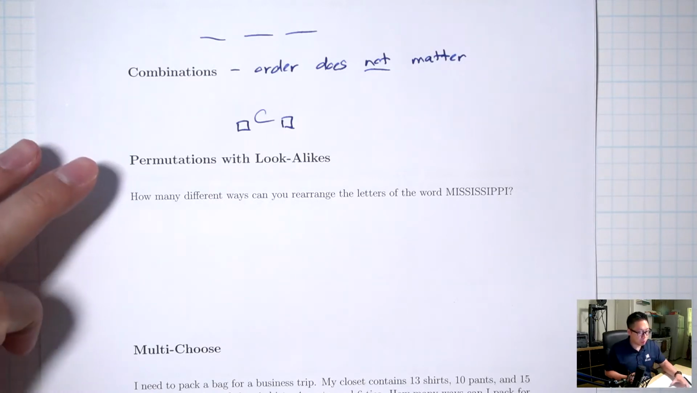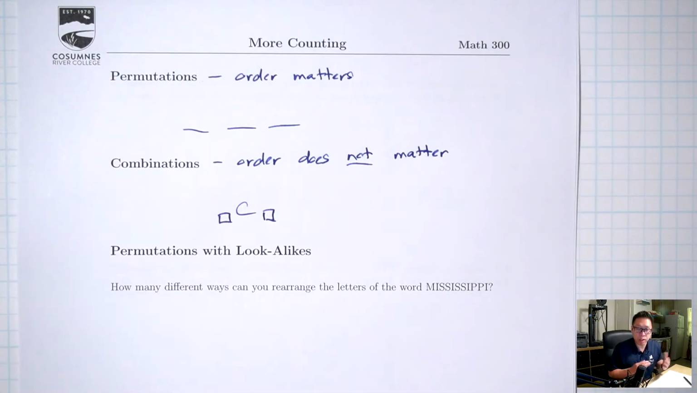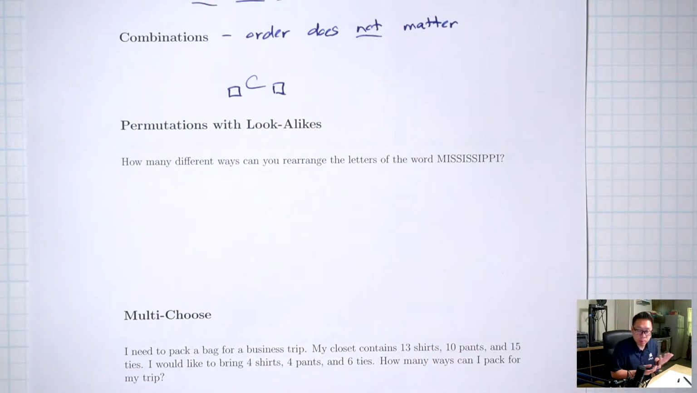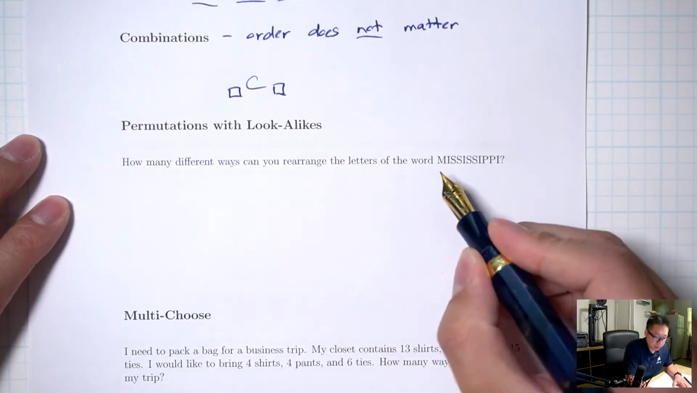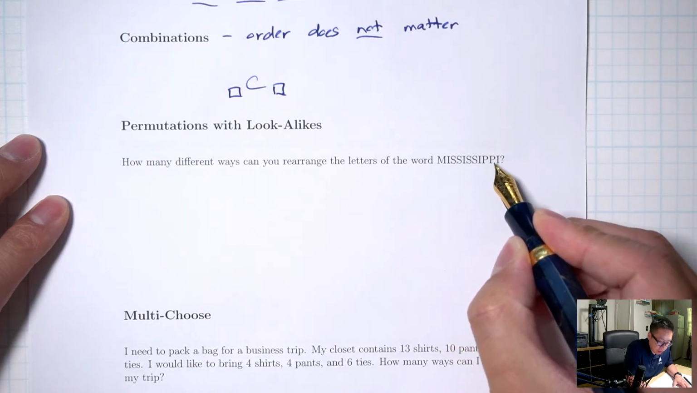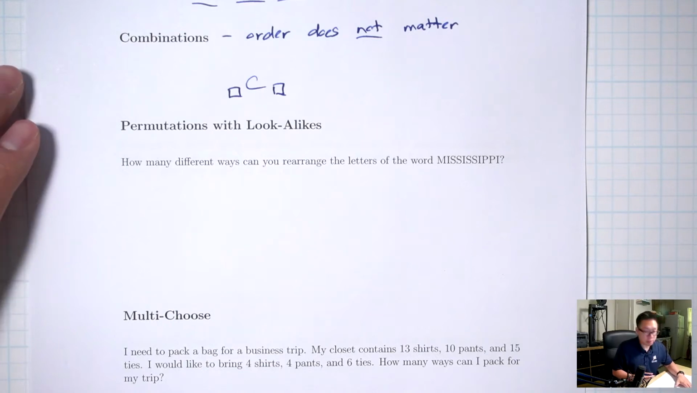The way you deal with permutations with lookalikes is you start off the same way as a regular permutation. Figure out how many blanks you need. Here I'm rearranging the letters of the word Mississippi, which means I should end up with the same number of characters total. So let's count how many characters are in Mississippi: 1, 2, 3, 4, 5, 6, 7, 8, 9, 10, 11. So 11 letters total. I should have 11 blanks.